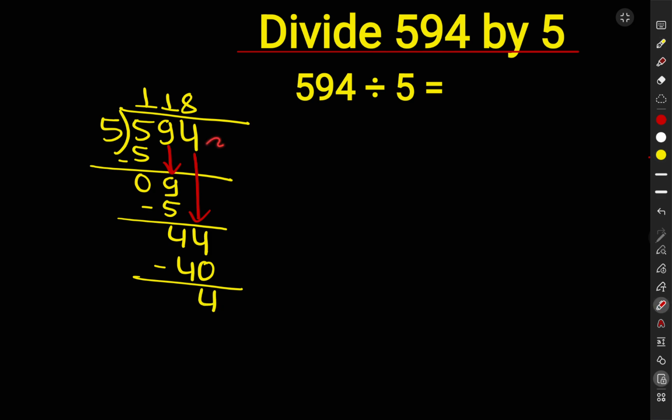So now we have no other number to put down. So we take a decimal here so that we put 0. So it is 40 and 5 times 8 is 40. On subtracting we get 0. So 594 divided by 5 is 118 decimal 8.